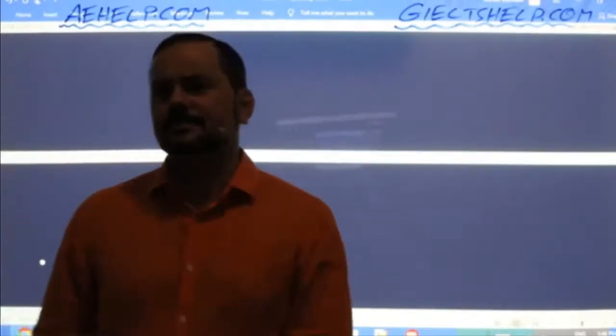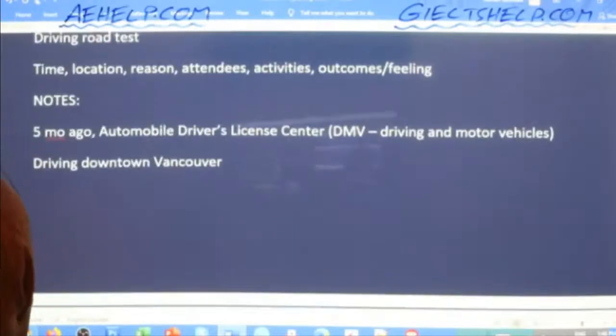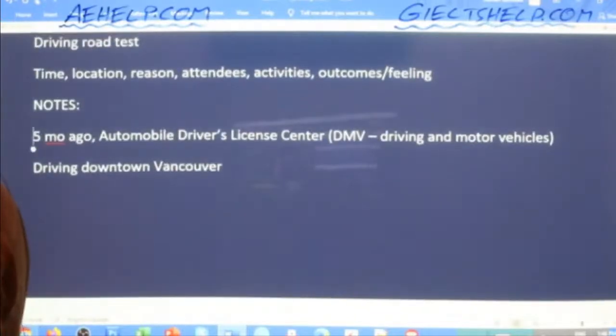Okay. Abhishek says 1st of January, right on. I don't think they're open on that day, Abhishek. That's right after New Year's, so I don't think you'd be doing a driver's test on the 1st of January, but we've got 5 months ago, so that's fine. All right.